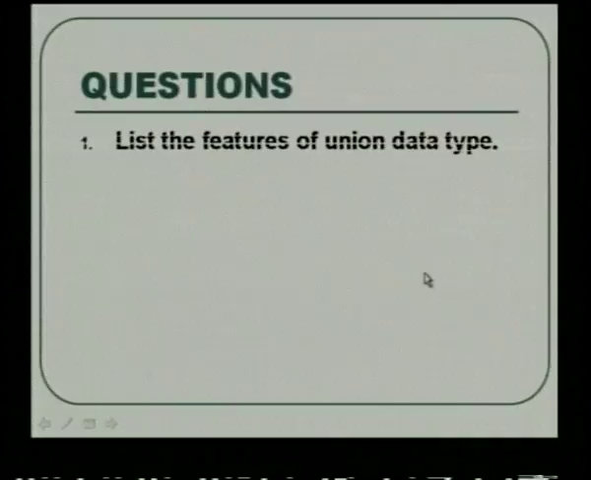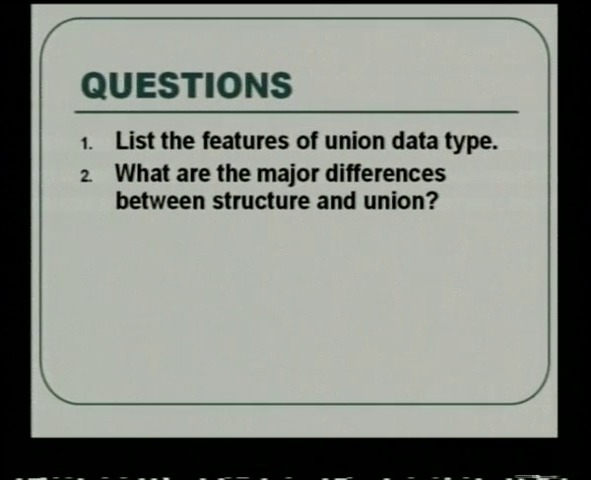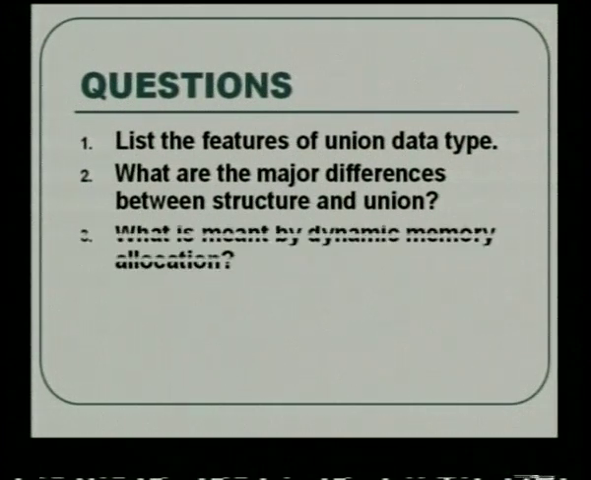So, the possible questions that can come in this session are the features of the union data type, where you have to mention the declaration features, the memory conservation features, and how it is different from a structure. What are the major differences that we have already seen in memory space, in the usage of keywords, in the initialization of members, and the presence of the active member.